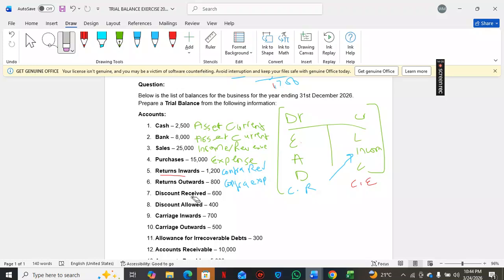Okay. Yes. So where is it going? It's going to be on the debit side. Yes. Okay, carriage inwards.